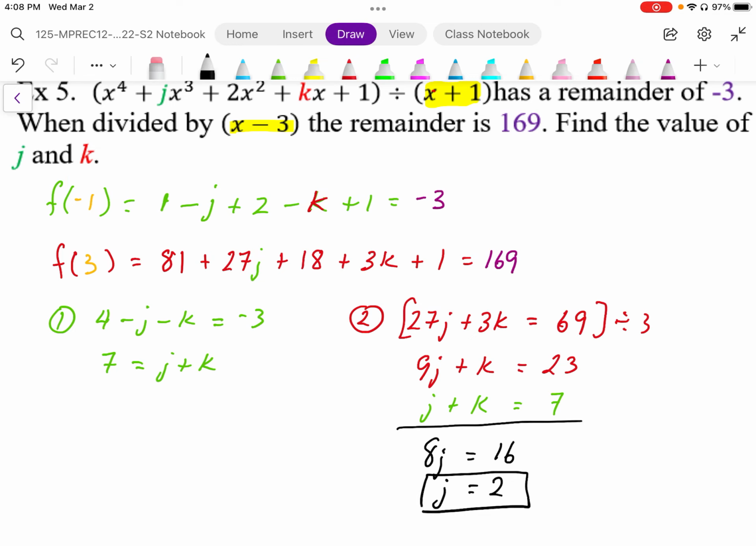I still need to solve for k, so I could just plug it back into either equation. So I'm just going to plug it back into equation 1. 7 is equal to j, which is 2, plus k. Okay, so I end up with k is equal to positive 5. So those are my two values that I was looking for, my j and k values.